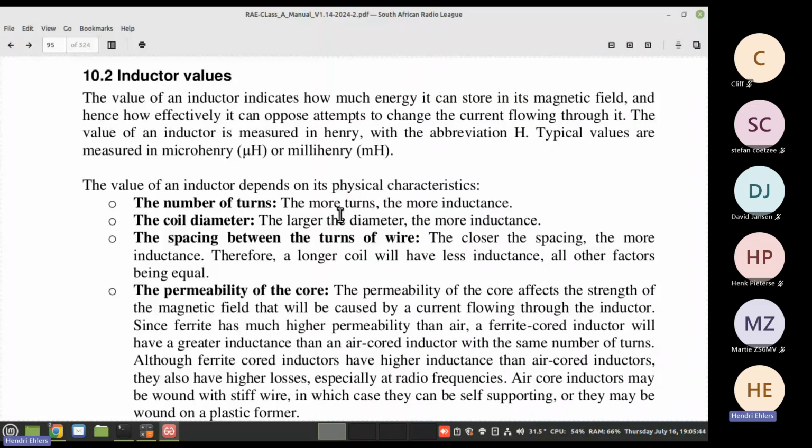The value of an inductor depends on its physical characteristics. These include the number of turns: the more turns, the more inductance. The coil diameter: the larger the diameter, the more inductance. The spacing between the turns: the closer the spacing, the more inductance. Therefore, a longer coil will have less inductance.